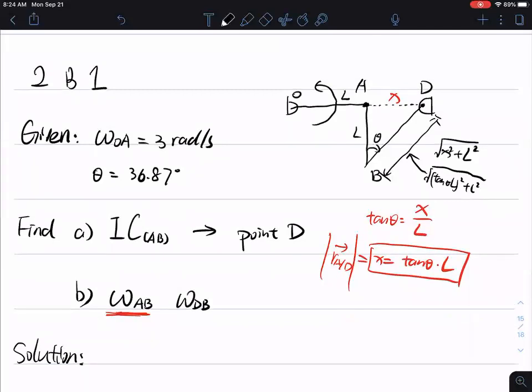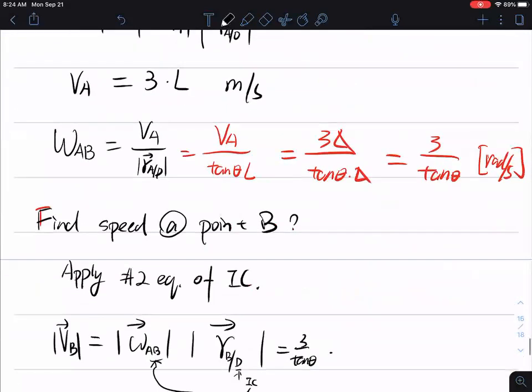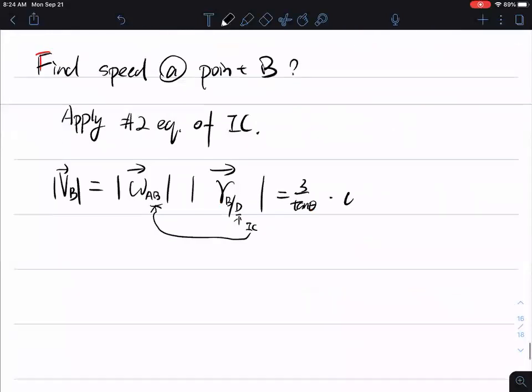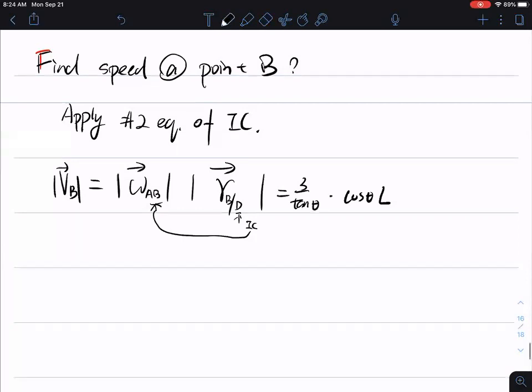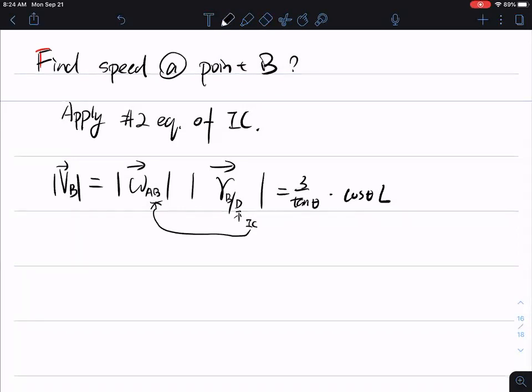Or you can use cosine theta. I think that would be easier, right? Also equals cosine theta L. Yep, I will use cosine theta L. Here, cosine theta L. Here, I'm missing the, oh, no, I'm good. There's no L here. Okay, now we have the speed of VB.